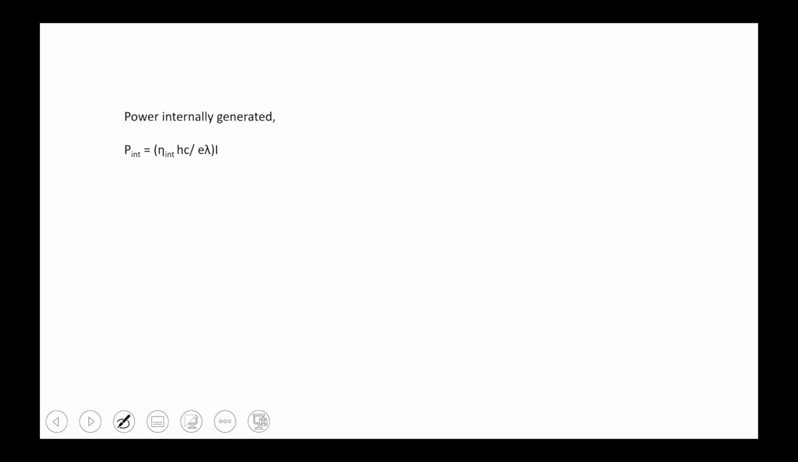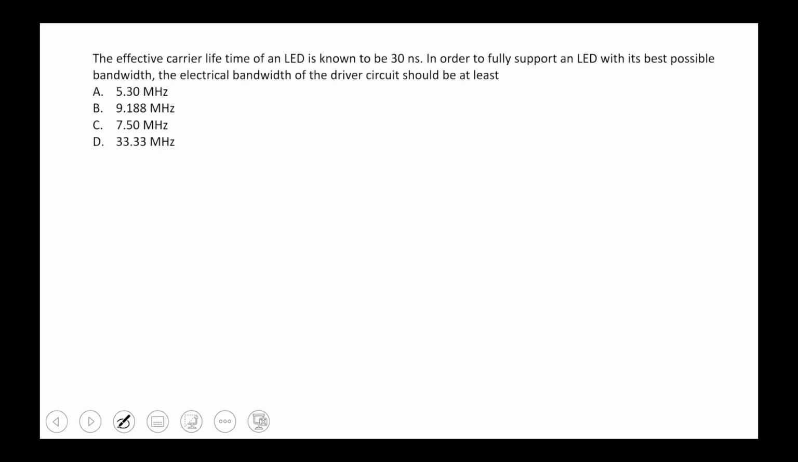So this is the formula through which you can calculate the power internally generated. And the last question is: the effective carrier lifetime of an LED is known to be 30 nanoseconds. In order to fully support an LED with its best possible bandwidth, the electrical bandwidth of the driver circuit should be at least what? So you have to calculate the electrical bandwidth.